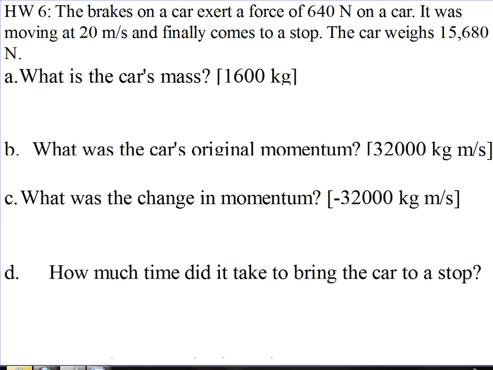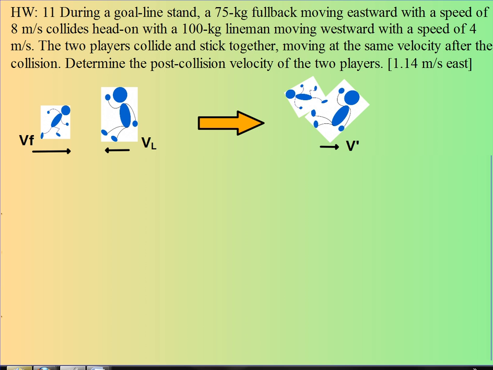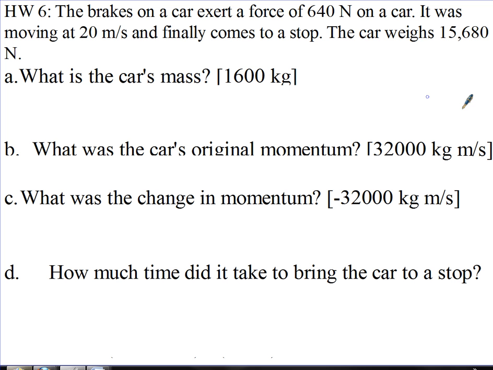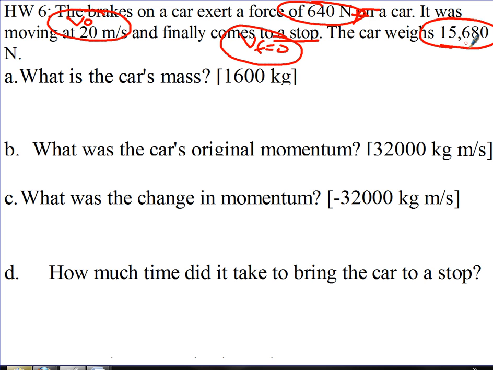Alright, now, suppose I have the brakes on a car exerting a force. Whoops. Let's go back. All the way back. Exerting a force, that's what happens when you have too many windows open. Exerting a force of 640 newtons. There's F. It was moving at an initial velocity of 20 meters per second and comes to a stop. Now you know that means V final is 0. And the car weighs 15,680 newtons.